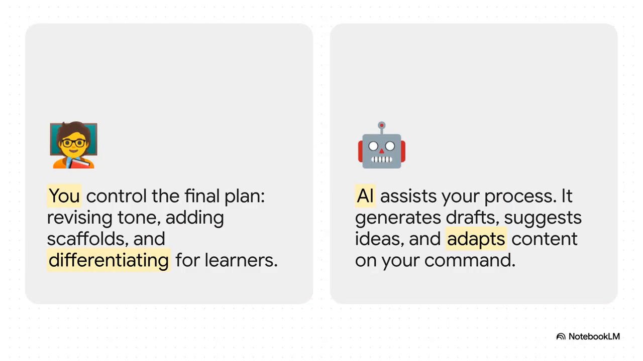This slide just lays out that partnership perfectly. See how it works? The AI assists. It generates drafts, it suggests ideas, but you have control. You're the one revising the tone for your classroom, you're adding the specific scaffolds your students need, you're differentiating for every learner. The AI is simply adapting to your commands and following your lead, always.